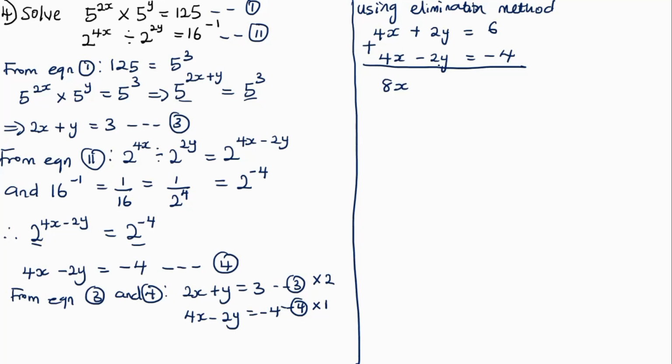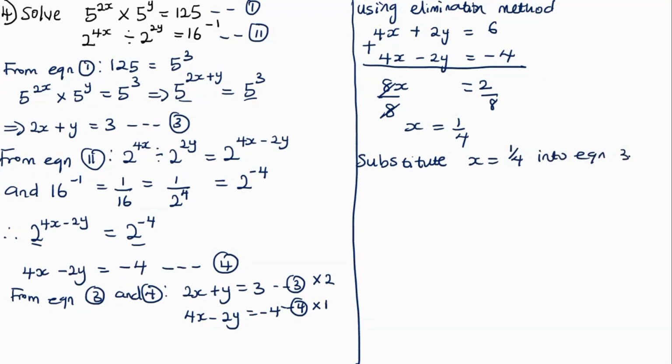2y plus minus 2y is going to give us 0, which is equal to 6 plus minus 4, which is going to give us 2. Now, dividing both sides by 8, we have x is equal to 1 over 4. Now, all we want to do is simply substitute x equals 1 over 4 into equation 3 for y. Now, if we do that, we're going to have 2x plus y is equal to 3. Then x is 1 over 4, plus y is equal to 3.